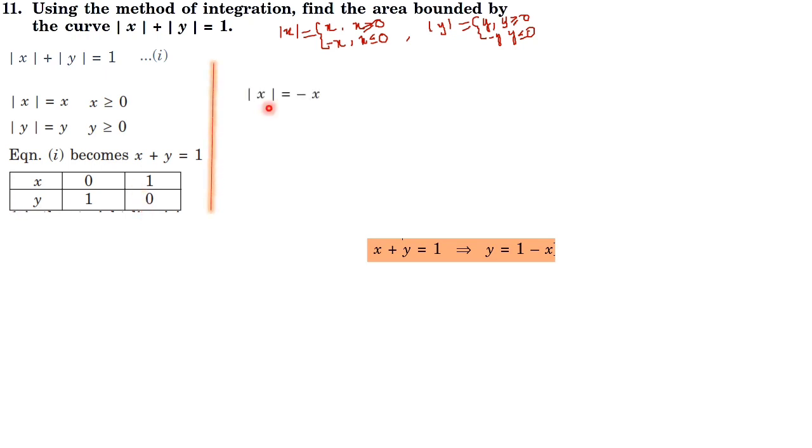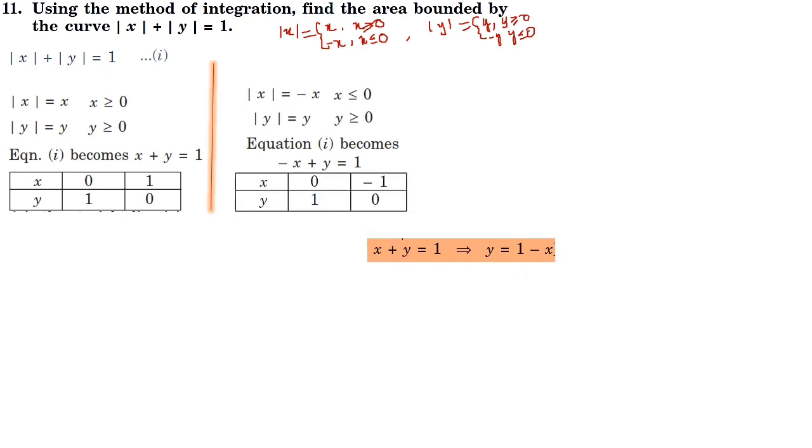Next, modulus of x is equal to minus x. The second value I have taken: x less than or equal to 0, and mod y is equal to y, modulus of y is equal to y if y is greater than or equal to 0. Equation 1 becomes, what will happen? Minus x plus y is equal to 1. Again the same way we have to make it, and after that make the table of values.